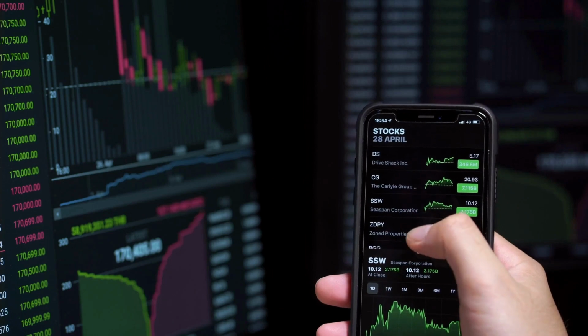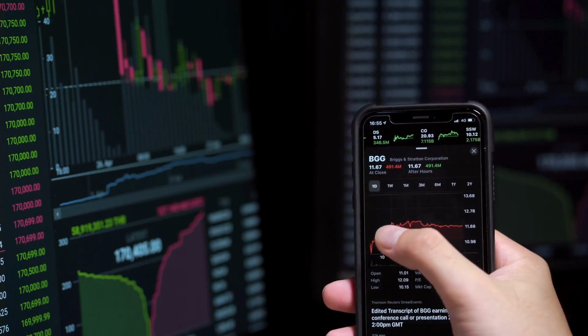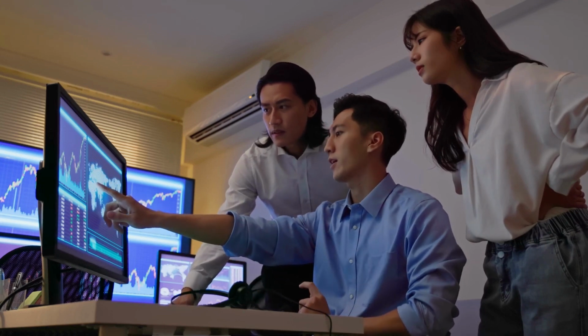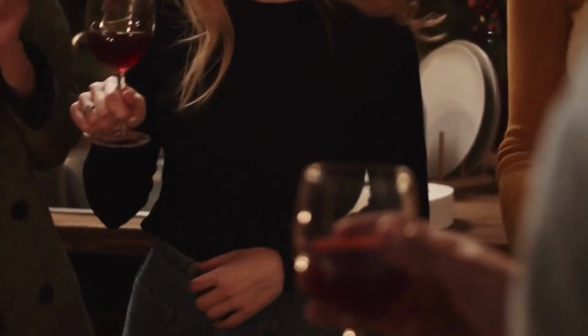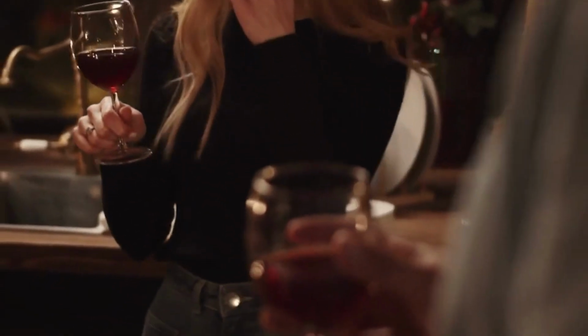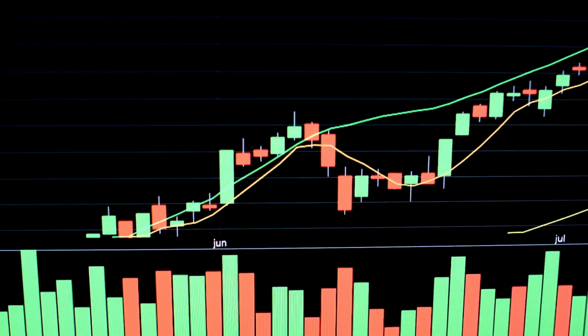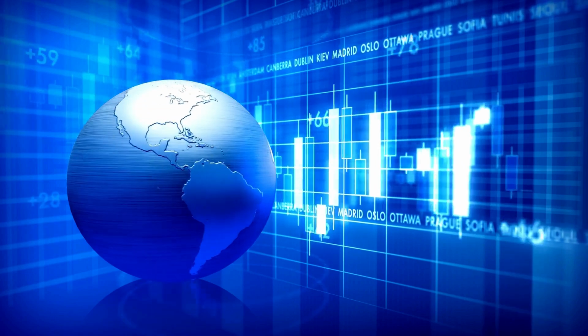The last topic that we're going to talk about is the tips and best practices of investing in the S&P 500. There are several tips and best practices that can help you invest in the S&P 500 more effectively and efficiently. Some of the most important and useful tips and best practices are: diversify your portfolio beyond the S&P 500.